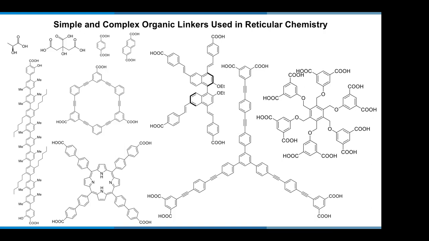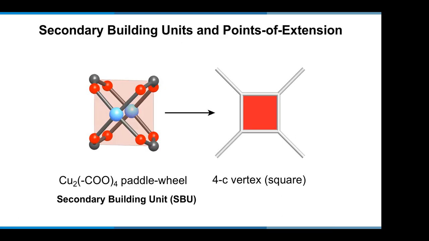So the key, as I said, is the SBU approach. And the reason is that now you no longer necessarily care about the metals, because the metals are locked into position from a geometric point of view. You don't really care so much about what coordination geometry of the metal is. Now your geometry is really defined by the carboxylate carbon atoms, which we call the points of extension. So that paddle wheel that I showed you before is geometrically, we think of it as a square.